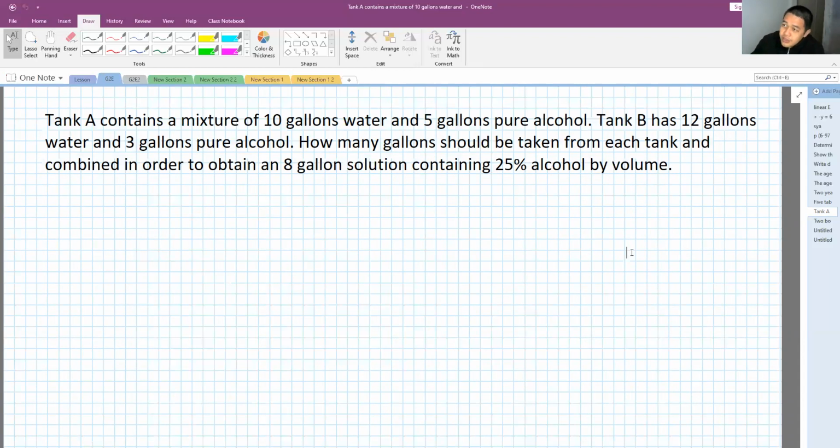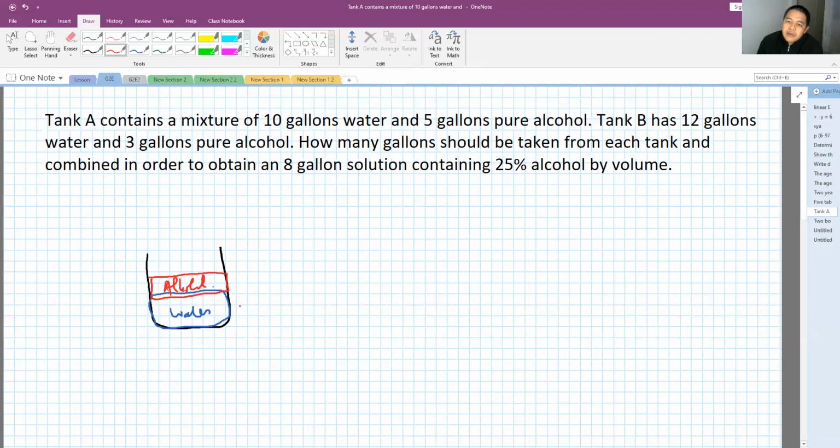So here's the thing, you need to understand what's going on here. Basically, let's say this is the container, and in there you put the water, and then you also have the alcohol.